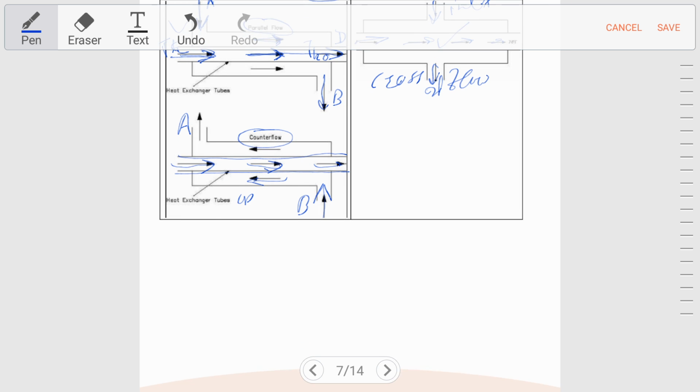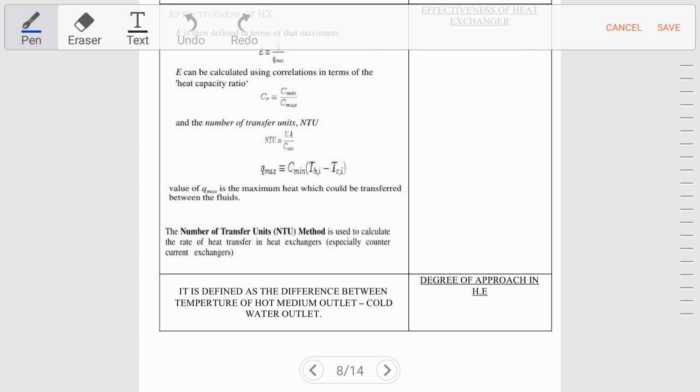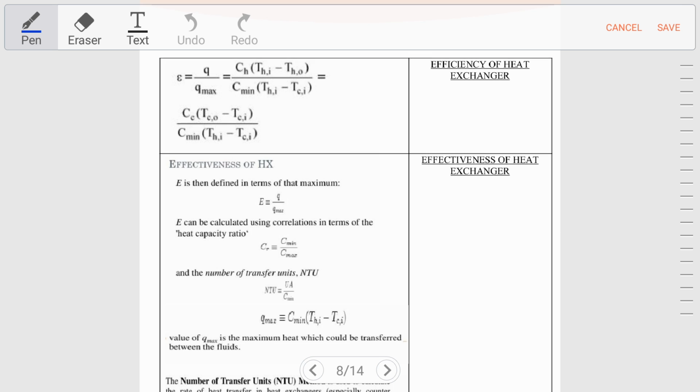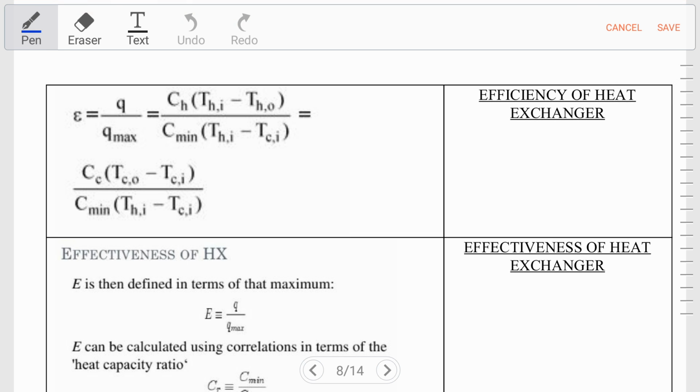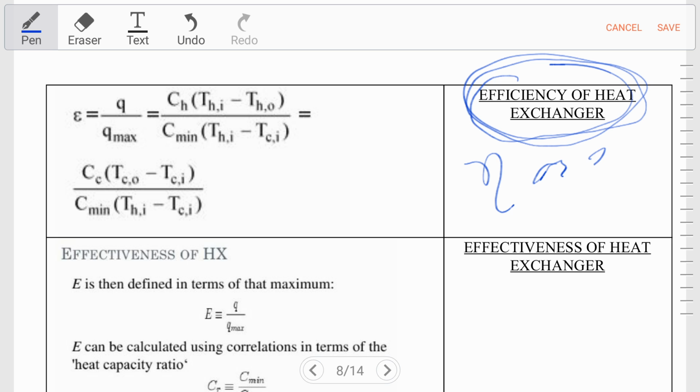It is very easy to understand. Now the important equations from which there are so many MCQ numericals asked in exams, competitive exams. So let me explain that topic. Efficiency of heat exchanger, very important. Efficiency of heat exchanger, or epsilon, the equation is hot medium inlet minus hot medium outlet divided by hot medium inlet minus cold medium inlet.